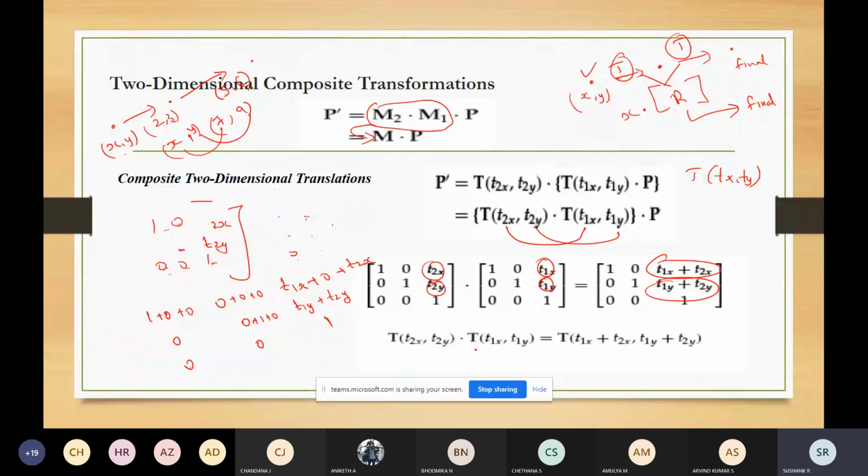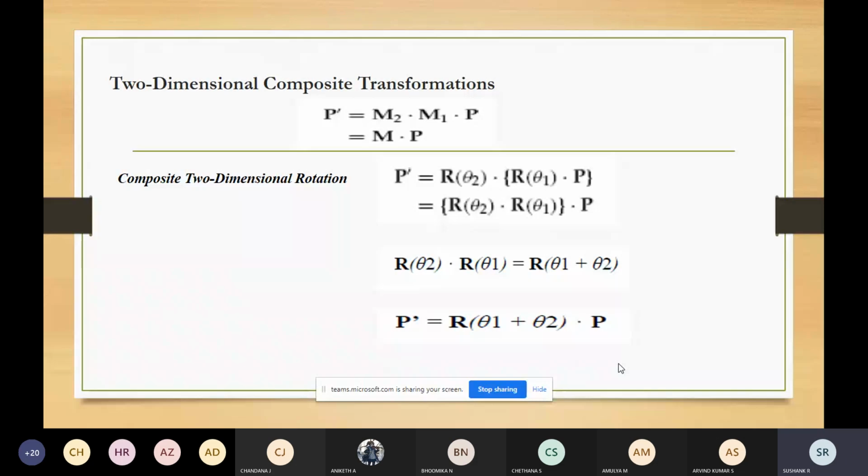When two transformations are there, for example, one transformation moves the point 2 comma 3, and the other transformation adds an offset like 5 comma 6, the final output will be 2 plus 5 is 7, 3 plus 6 is 9. So this is how the two dimensional composite matrix is done for translation. For translation, the individual shift vectors are additive. For rotation also, the same thing.